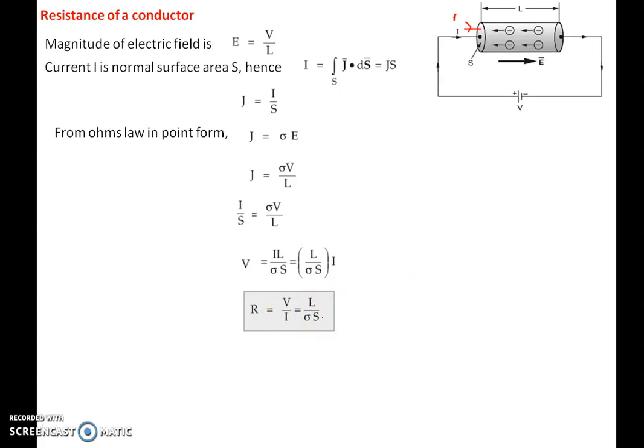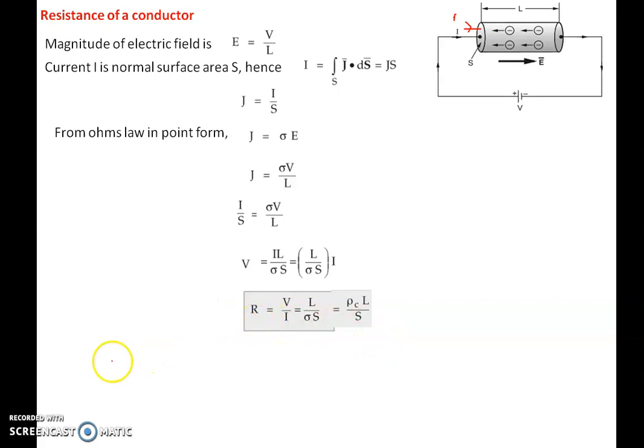In the place of sigma, I can write sigma as 1 by rho. So this equation becomes rho C into L by S, where rho C is the resistivity of the material. In general, you know that R is equal to rho L by A, the equation for resistance in terms of resistivity. Here I have taken area as S, so rho L by S is the resistance equation for a conductor.